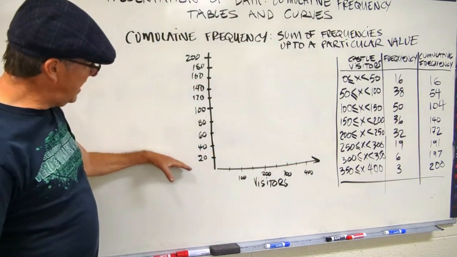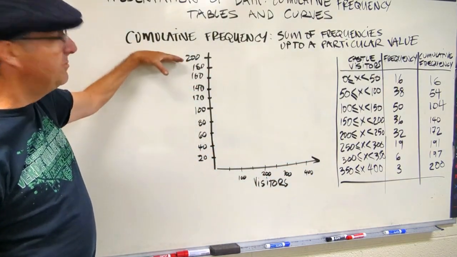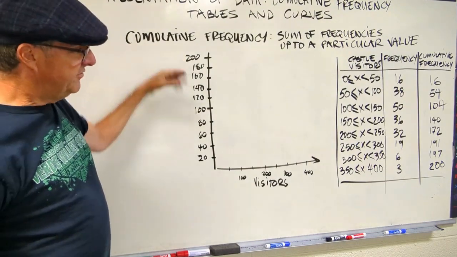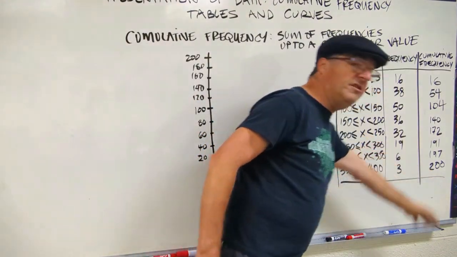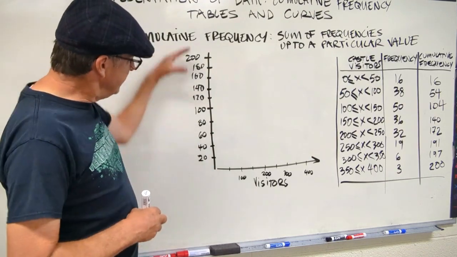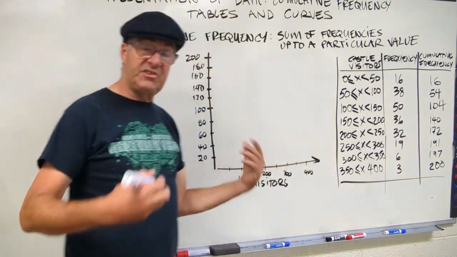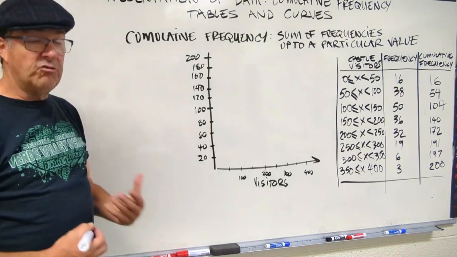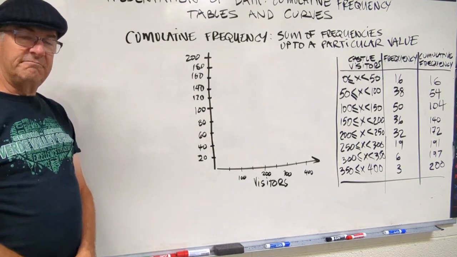And then on my vertical axis, I've graphed my cumulative frequency. So our biggest cumulative frequency is 200. We have a bunch of days where we had 200 visitors to the castle. So there are my axes scaled correctly, all ready for the graph.